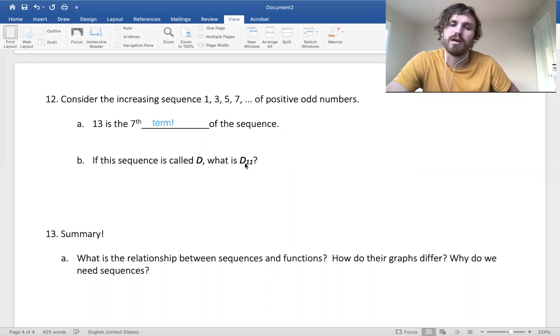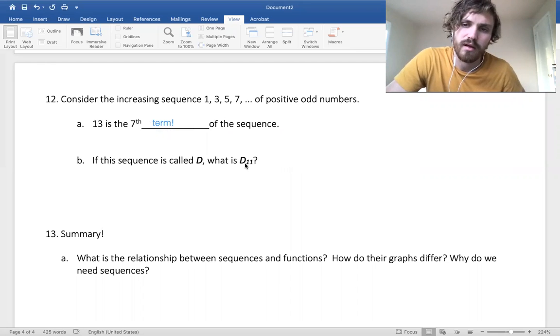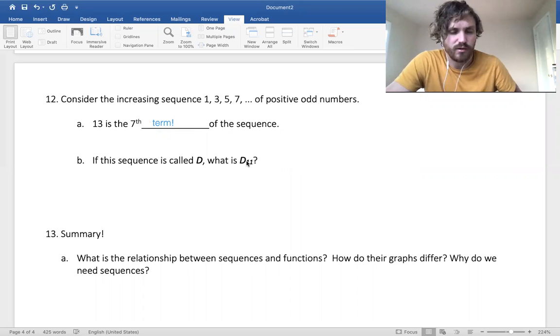Okay, make sure you're practicing saying D sub 11. You can even shout it and see what your parents do. Or siblings, or cats. D sub 11.